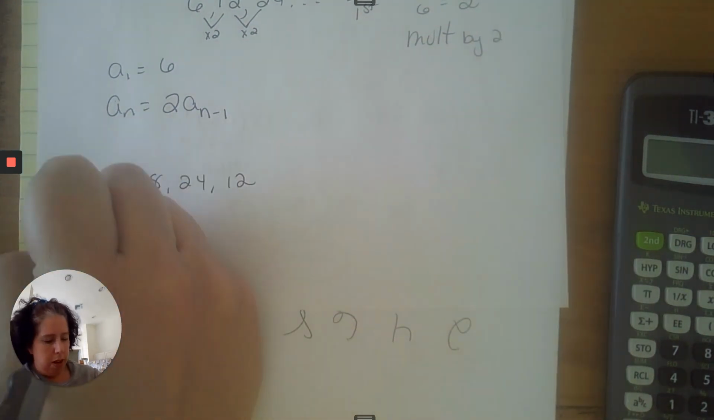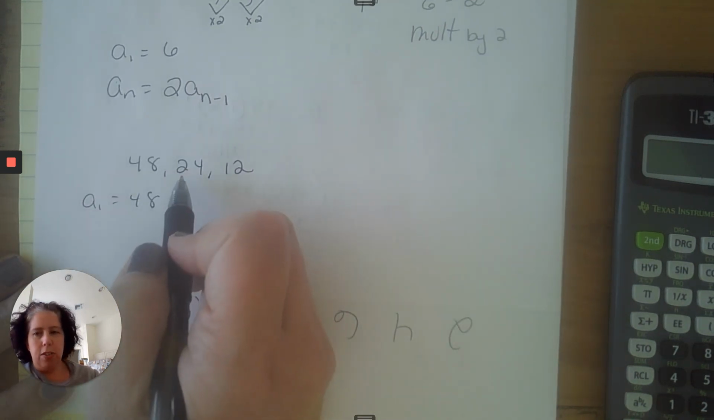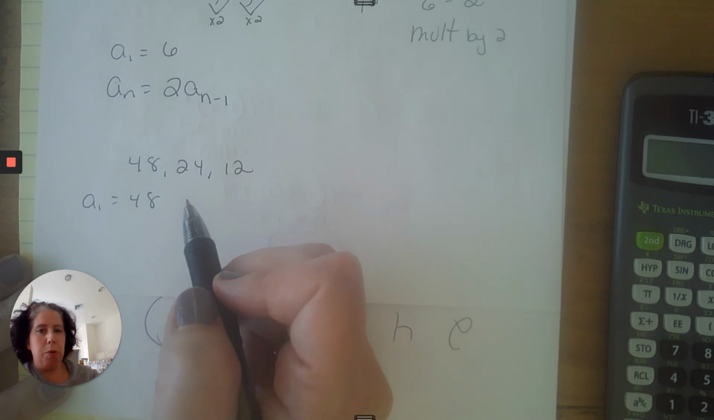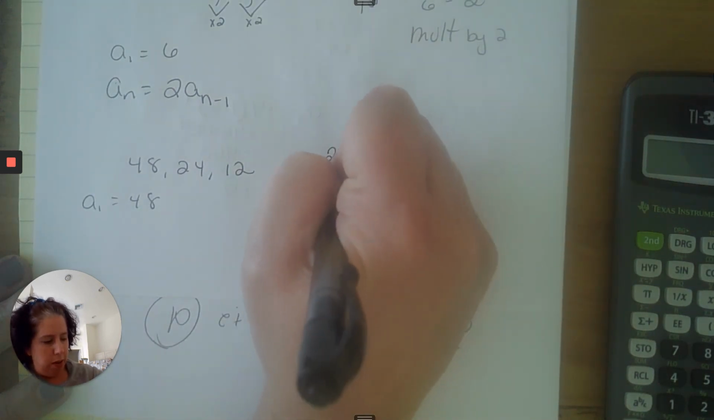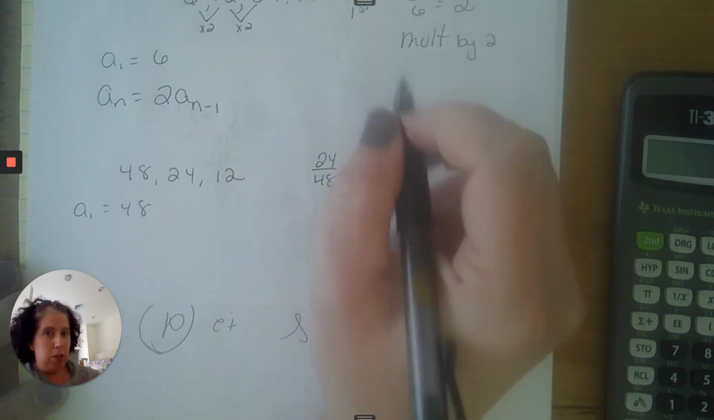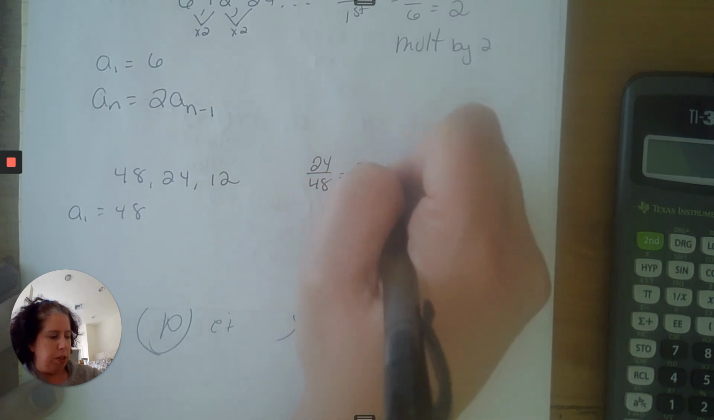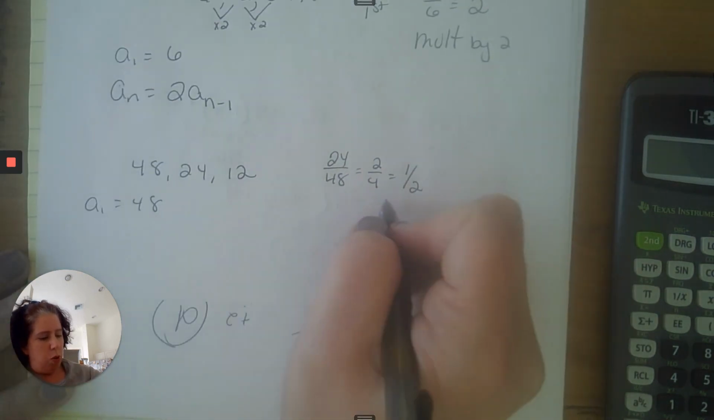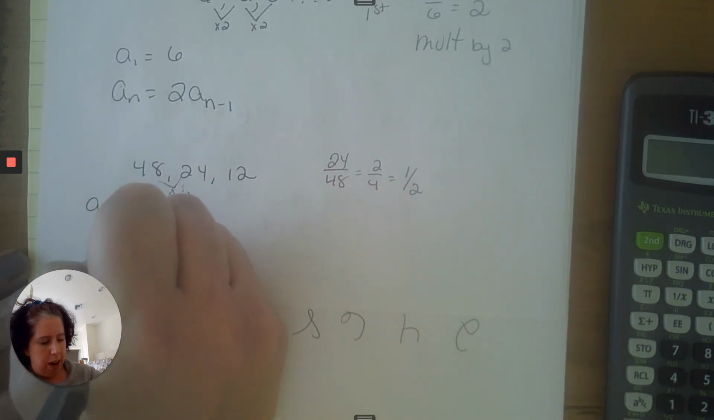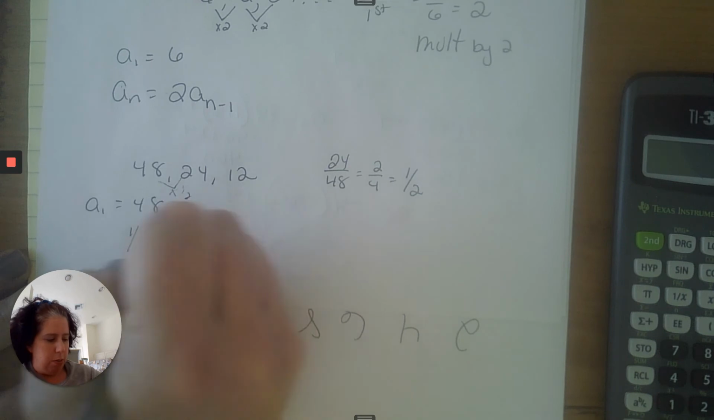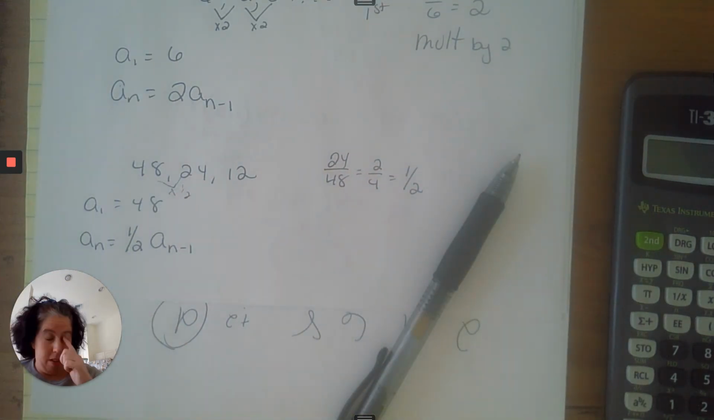Now if it was backwards, let's say it was 48, 24, and then 12. A1 is 48, you know that. So how do I get from 48 to 24? Now you're going to tell me you divided by 2, but remember, we don't use division. So you're going to go 24 over 48, and some of you are going to do 12, and then you're going to get 2 over 4, which is a half. So what did you do to each one? You multiplied times a half. So 1/2 times a sub n minus 1. Am I joking? Absolutely not. That's all you really need to do.